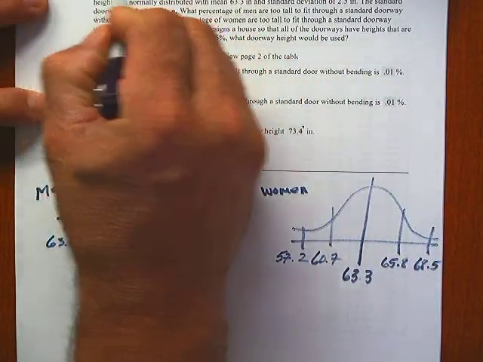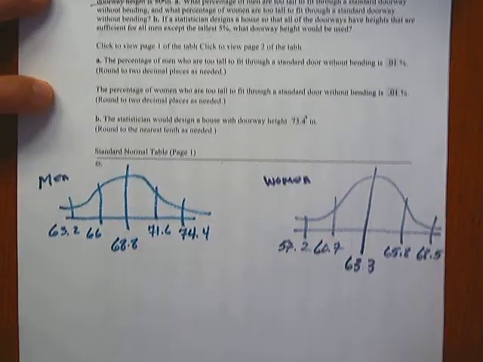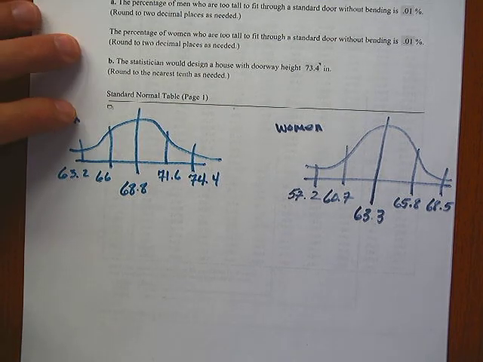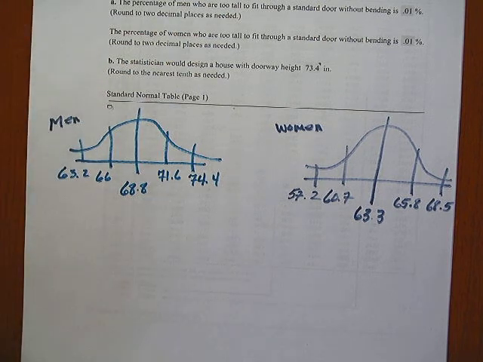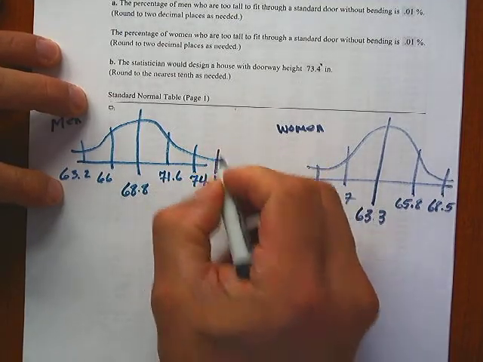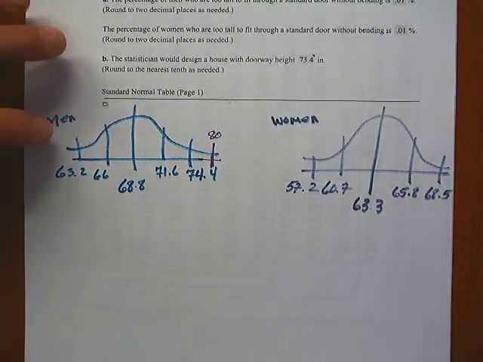So we've just basically done the first two lines, men's and women's. Now, for A, it says find the percentage of men who are too tall to fit through a standard door without bending. It says that the standard doorway is 80 inches. So 80 for men would be right in here. I'm going to put 80 right up here at the top.